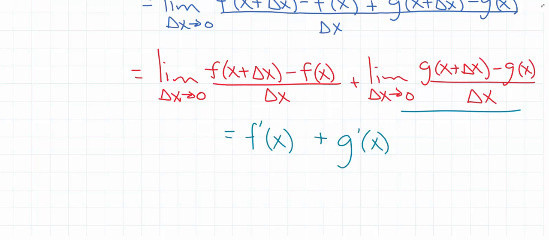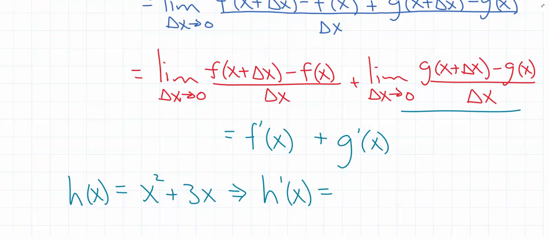If you have a function, you can differentiate term by term. In other words, let's suppose that we had h of x is equal to x squared plus 3x. If I want to find the derivative, what this tells me is I can just take the derivative term by term. So I could say h prime of x. In our past work, we found that the derivative of x squared is 2x. The derivative of 3x is 3. We'll talk more about that in a second. But that right there is our derivative.